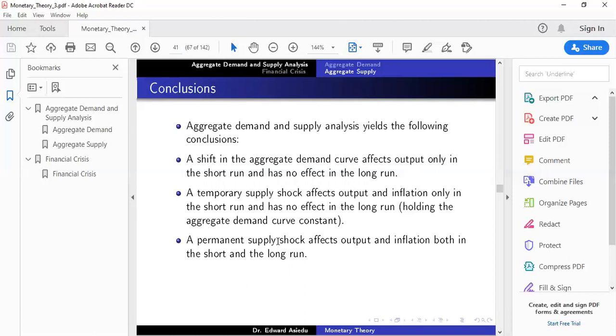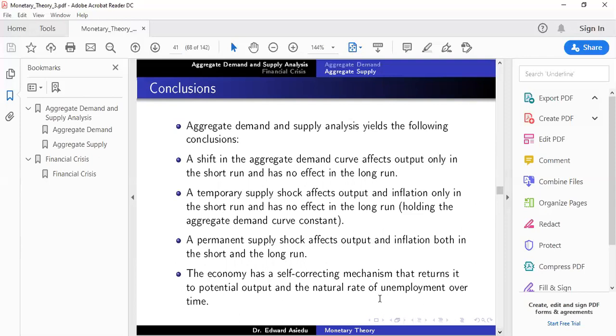Okay, so just to recap, a shift in the aggregate demand curve affects output only in the short run and has no effect in the long run. And a temporary supply shock affects output and inflation also only in the short run. However, a permanent supply shock, which is the long run supply curve shifting either to the left or right, will affect output and inflation, both in the short run and also in the long run.